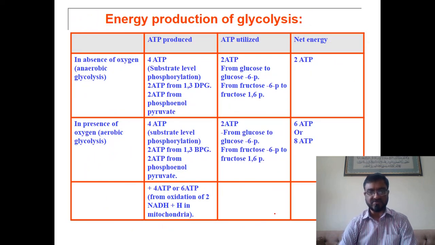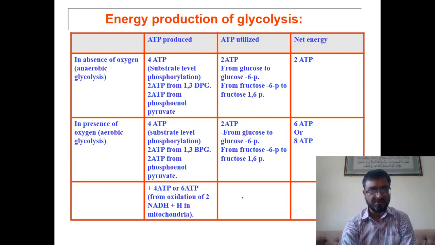This is the last slide that we will cover today. Energy production of glycolysis, in summarized form. In the absence of oxygen, that is anaerobic glycolysis, 4 ATPs are generated: 2 ATP from 1,3-diphosphoglycerate, 2 ATP from phosphoenol pyruvate. And how much ATP is utilized? 2 ATP from glucose to glucose 6 phosphate, and from fructose 6 phosphate to fructose 1,6-bisphosphate. So net energy is 2 ATP.